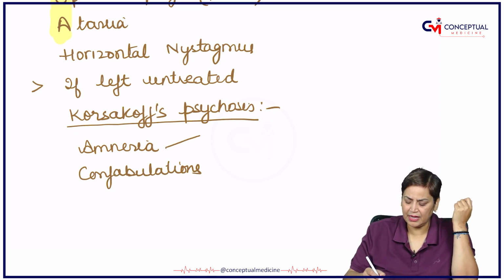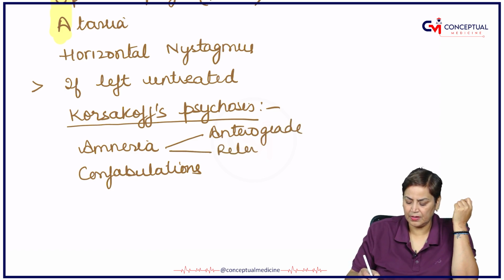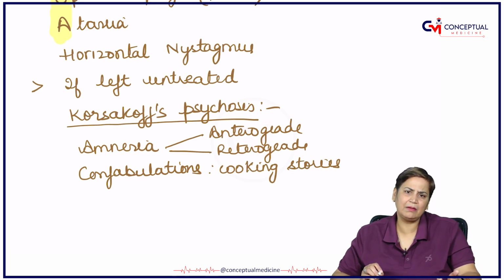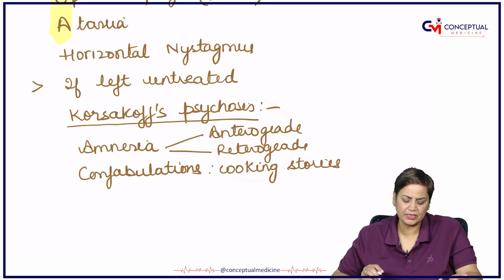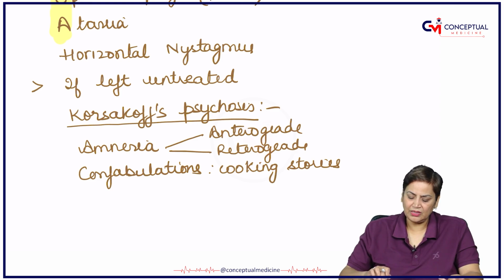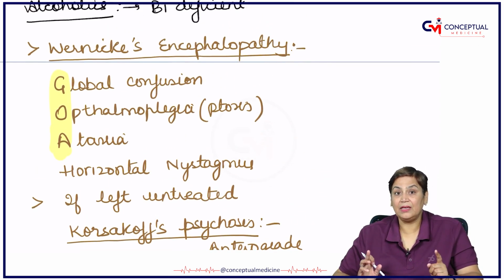Now amnesia can be anterograde, it can be retrograde. And he will be all the time cooking stories as if, sometimes he is going to remember the good memories, sometimes he is going to remember the bad memories. So it varies from person to person. Whatever memory has influenced him, he is going to remember that. Right? So this is vitamin B1.